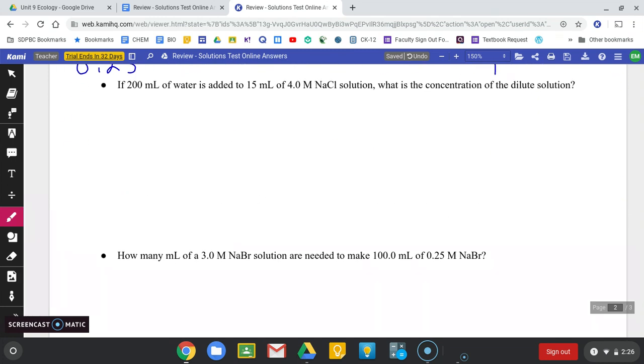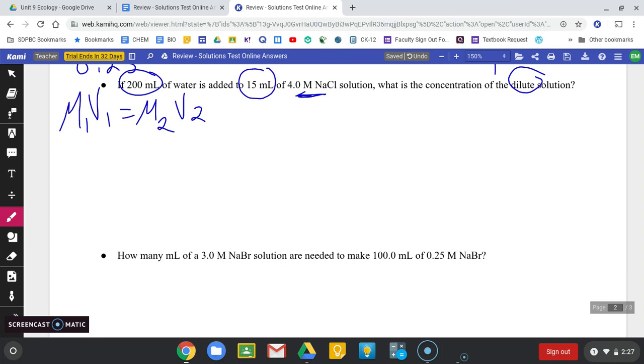Our next one, 200 milliliters of water is added to 15 milliliters of a 4 molar NaCl solution. What is the concentration of the dilute solution? So this is an M1, V1, M2, V2 problem. The hints you'll see is they might mention a dilute solution, or you're going to see 2 volumes, or you might see 2 molarities. If you see multiple molarities or multiple volumes, like multiple amounts in milliliters or in liters, that's a sign telling you it's M1, V1, M2, V2. And we'll just plug them in order.